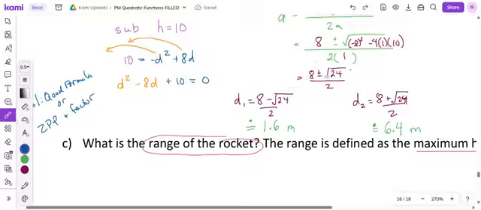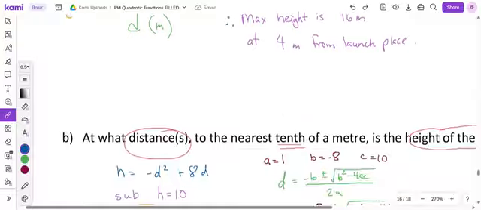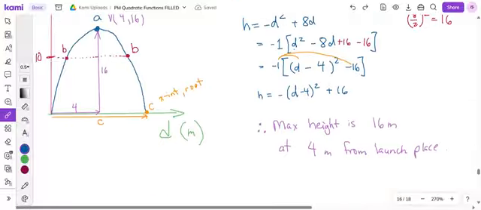Great question. Okay, we got 2 numbers. What do they mean? Look at your picture, add them. What does it mean? 1.6, 6.4. 1.6 and 6.4. We found out how far from the launch point the rocket is when it is 10 meters high.